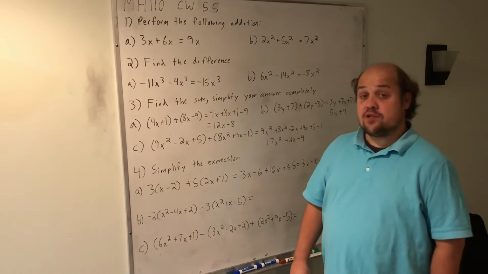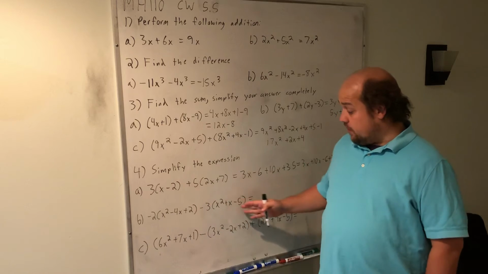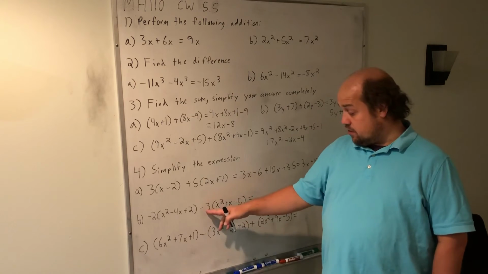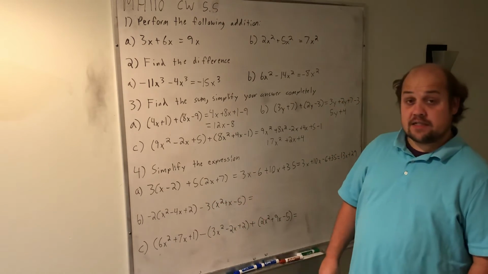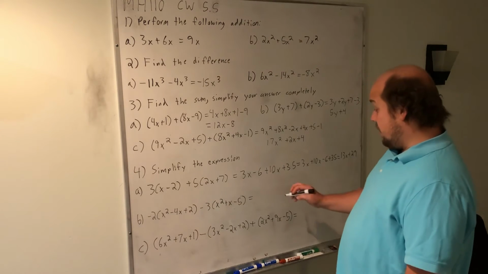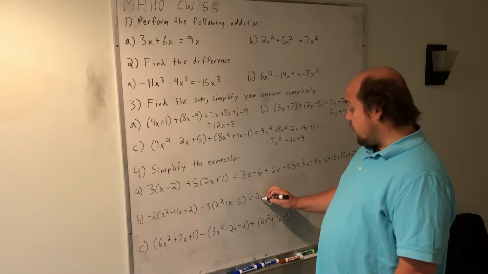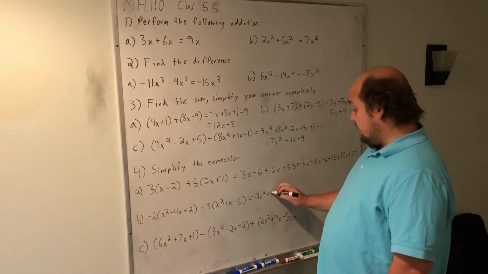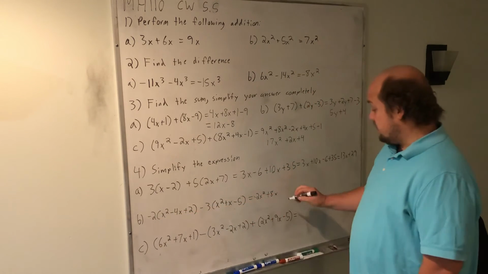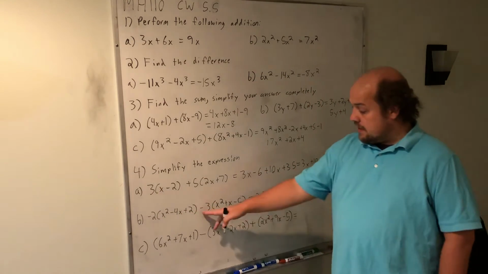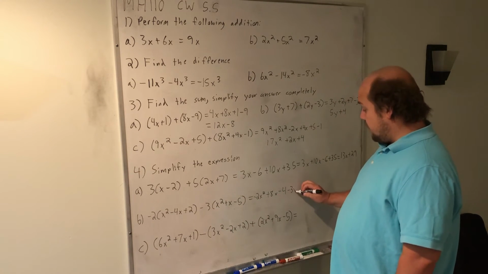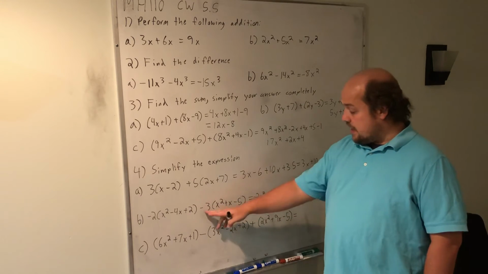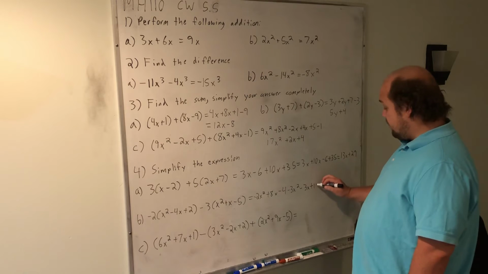Again, this time I'm going to do the distributive property first. Since I have 3 things inside, this term outside has to be multiplied by each of the 3 things. So I'm going to do the distribution first and then combine like terms. Negative 2 times x squared gives me negative 2x squared. Negative 2 times negative 4x gives me positive 8x. Negative 2 times a positive 2 gives me negative 4. Negative 3 times x squared gives me negative 3x squared. Negative 3 times a positive x gives me negative 3x. And negative 3 times a negative 5 gives me a positive 15.